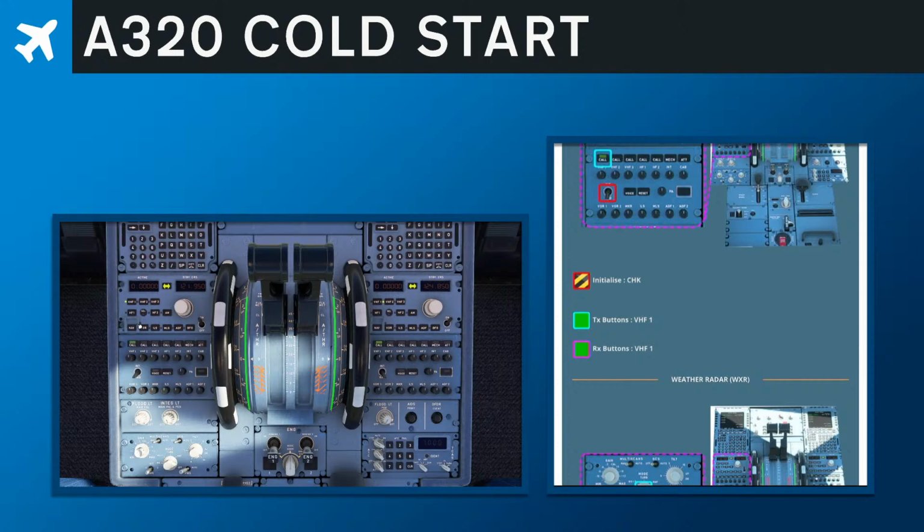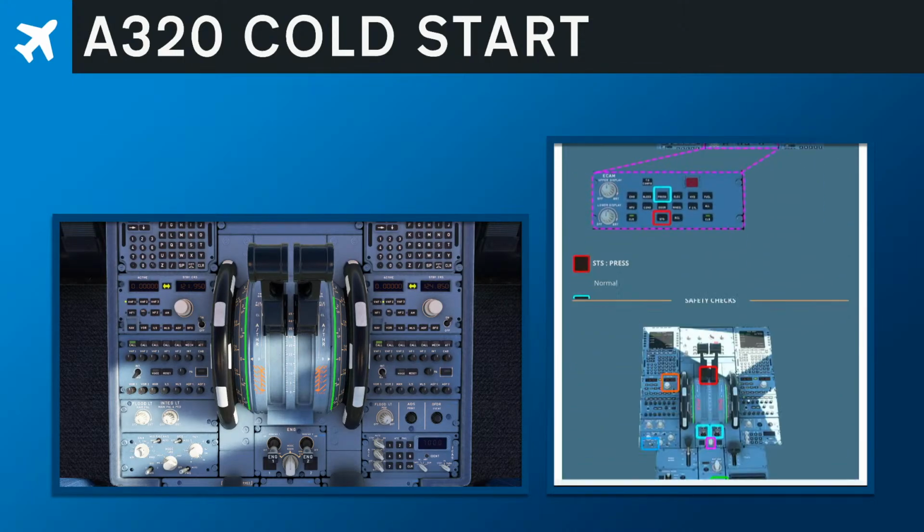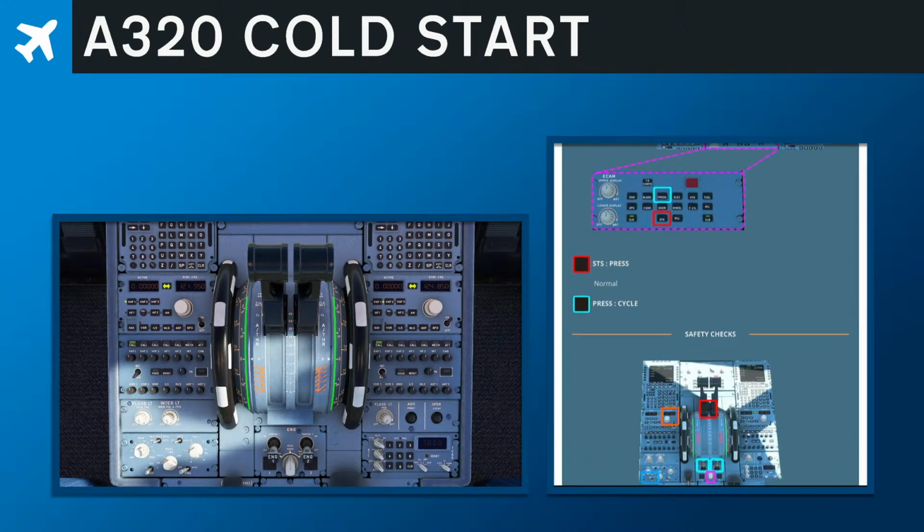So that's that done. We now go down to the weather radar, which is here, just down below. And we can't set the wind shear at the moment, but we can set the weather mode, which is this one here, to weather, or WX. So it's got a slight notch in it there. So that's how you want to set that one. So that's done. And we then go back to the center display again.